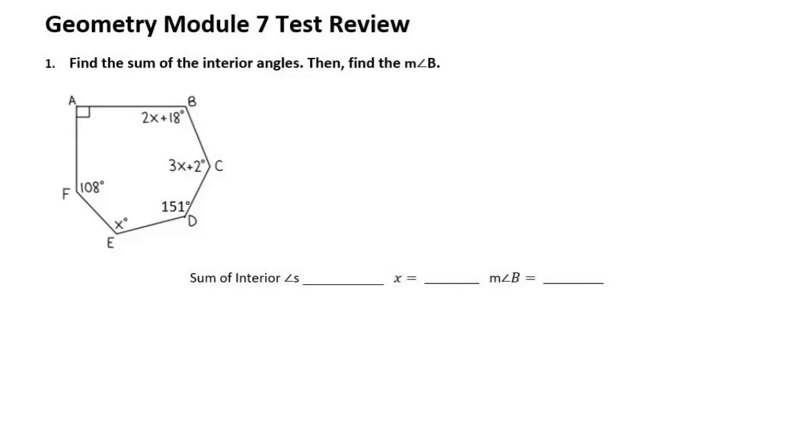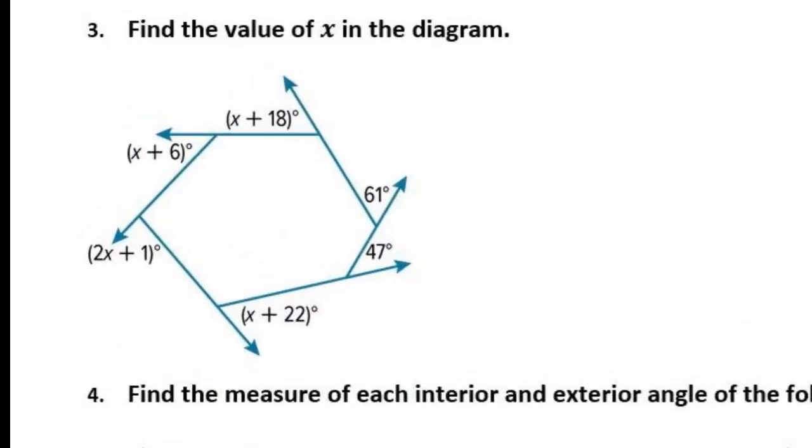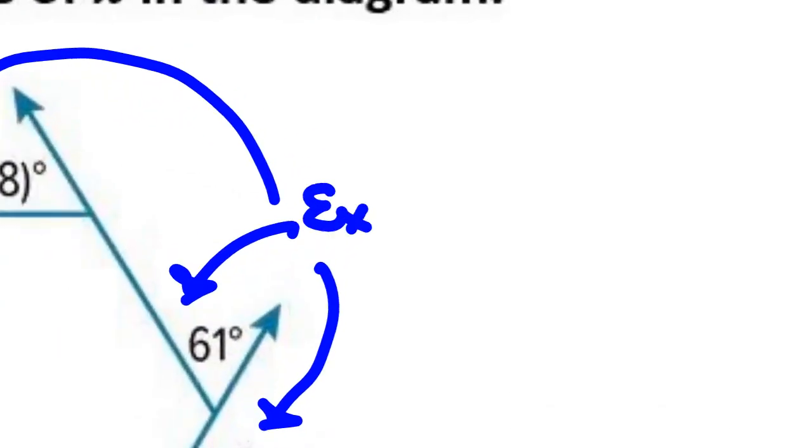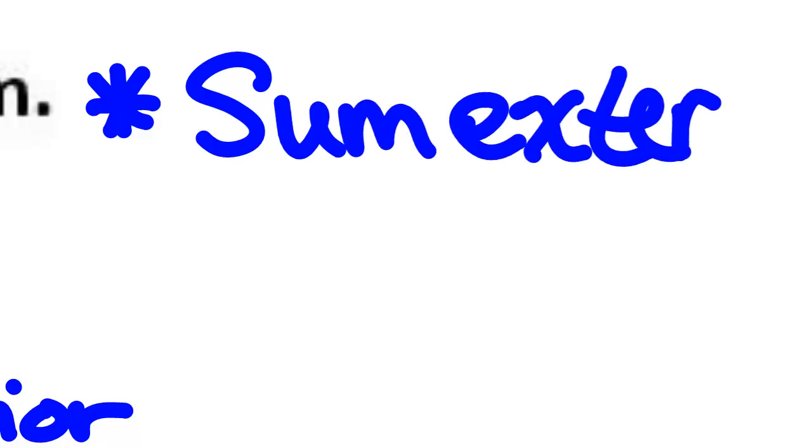Absolutely. So we want to find the value of x in this diagram. Each of these angles that it has marked here for us, these are all exterior angles. And if you don't have this written down somewhere in your notes, the sum of the exterior angles of a polygon is always going to be 360 degrees.